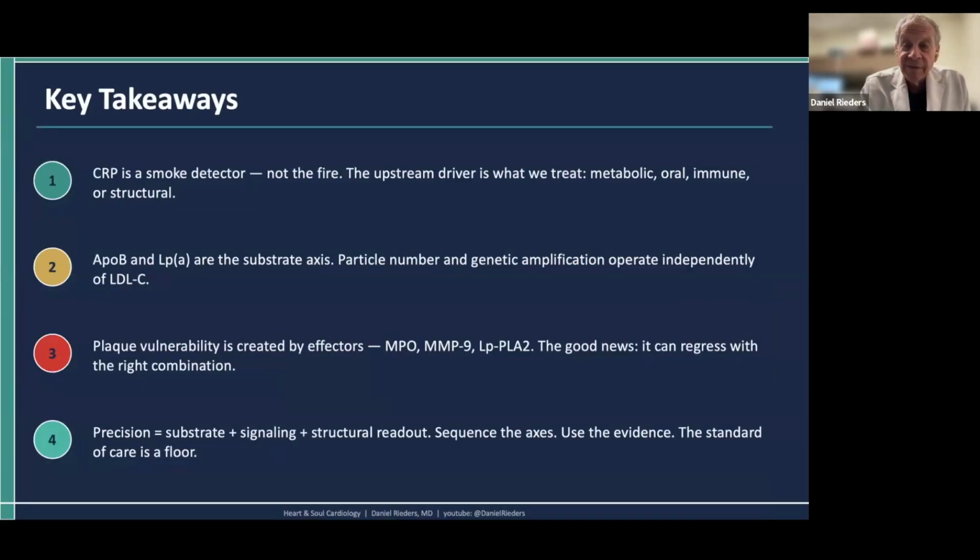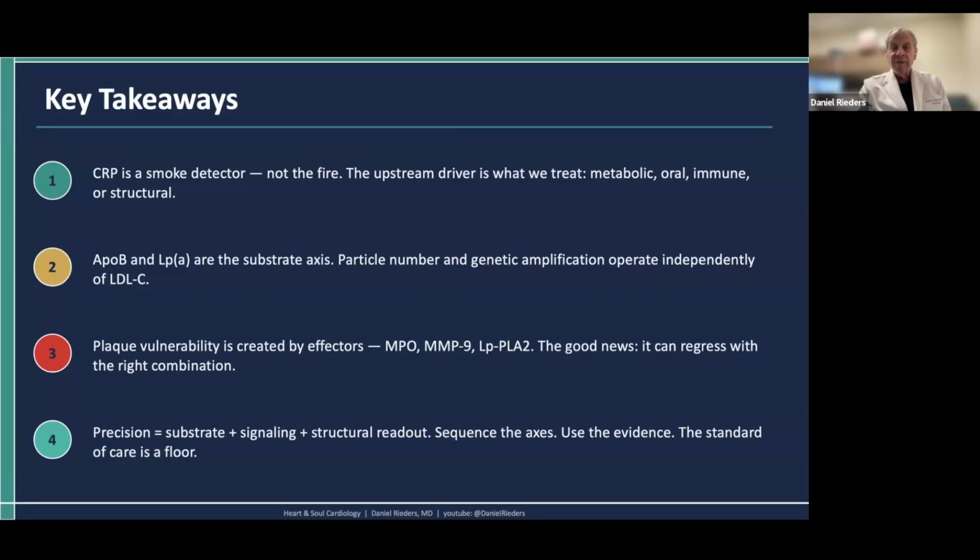So in a funny way, a CRP tells you it's a smoke alarm. ApoB and Lp(a) are the ones that are feeding it: no ApoB, no lipoprotein A, no plaque formation. So the lower we get, the more plaque regression. And then if a vulnerable plaque is created, we can assess this with these various biomarkers and get aggressive.